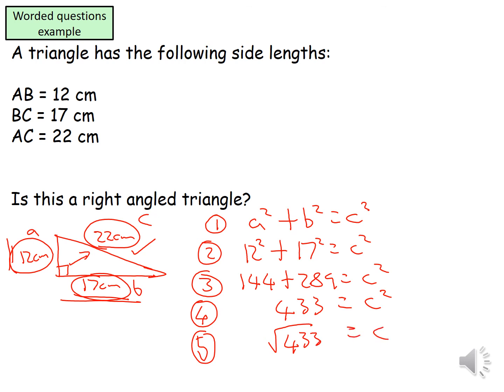So let's use a calculator to square root 433, and I get 20.81 to 2 decimal places, which means that using 12 and 17, side C has to be 20.81 for it to be a right angle triangle. Therefore this triangle is not a right angle triangle.